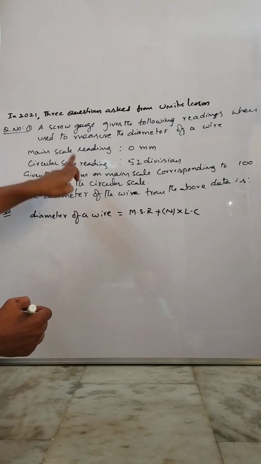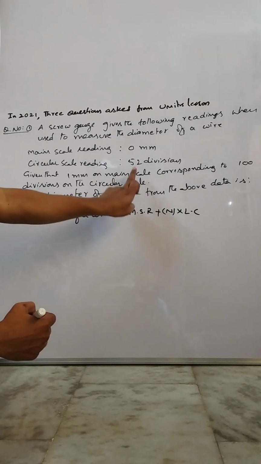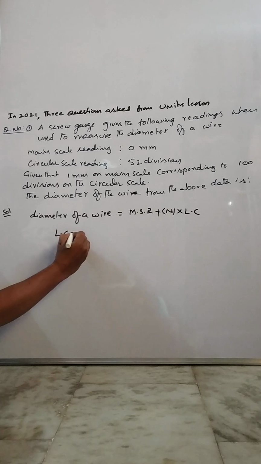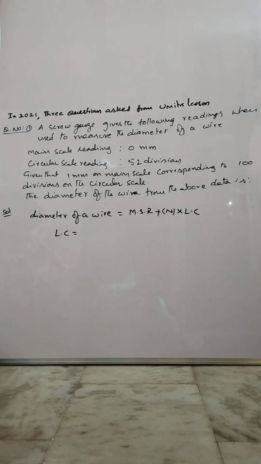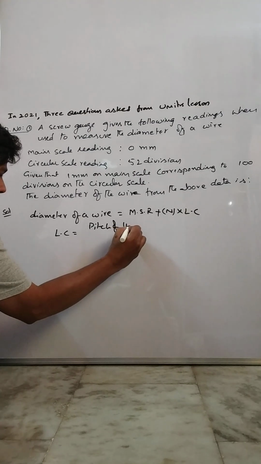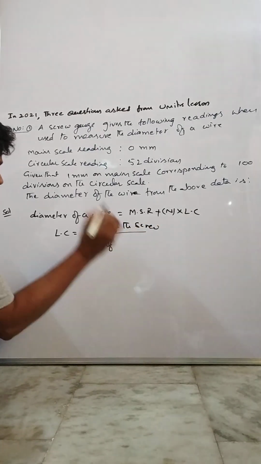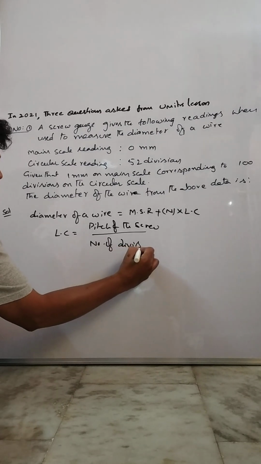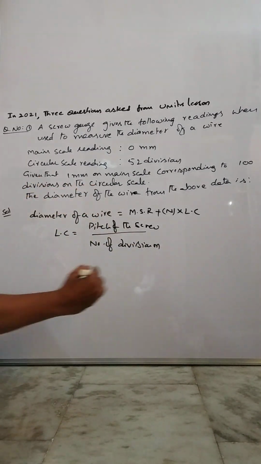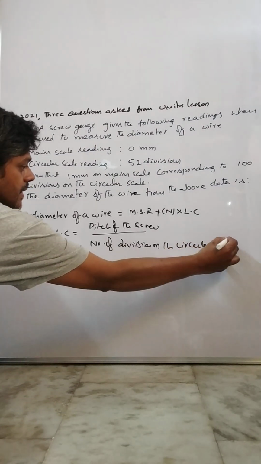So MSR is given, but N is not given. No, N is given. It is 52. But the least count isn't given, so first you can calculate the least count. What is the formula of a least count? It is nothing but the pitch of the screw by the number of divisions on the circular scale.